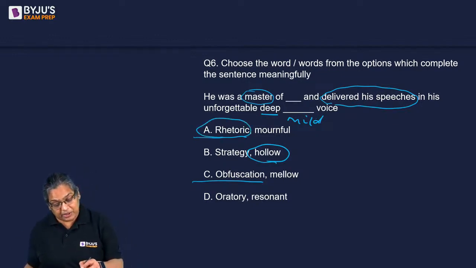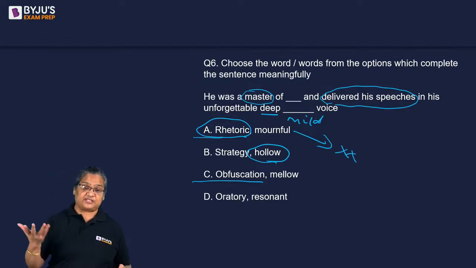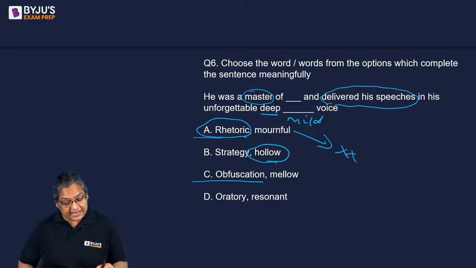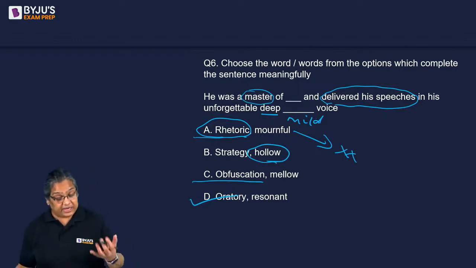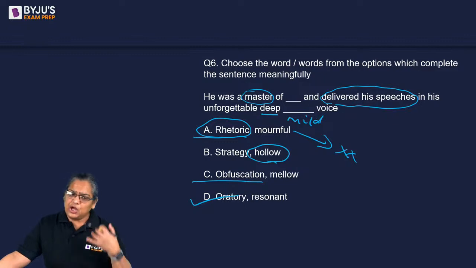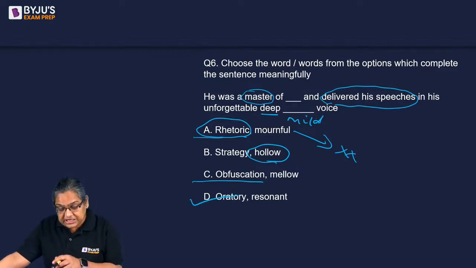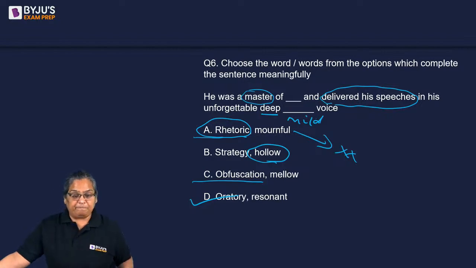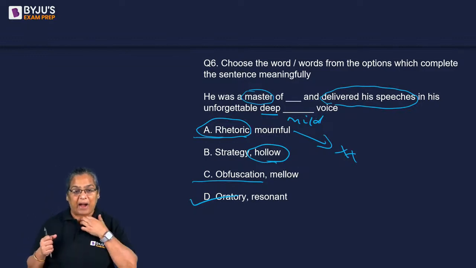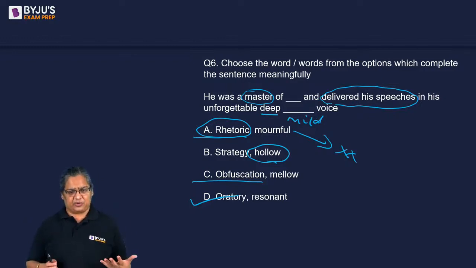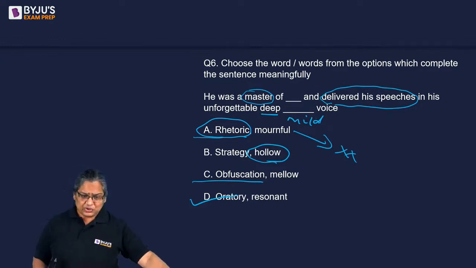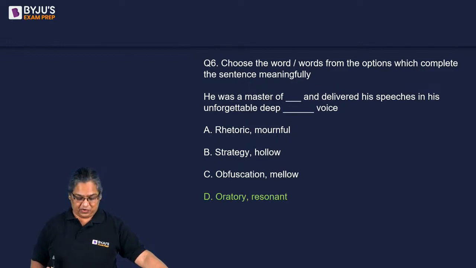Okay, rhetoric will work, but mournful voice, people do not give great speeches in a sad voice. So the correct answer has to be D, a master of oratory. Oratory and rhetoric are the same thing, the art of speaking. An orator is one who gives public speeches, and here it's written he delivers his speeches in an unforgettable, deep, resonant voice. The voice was strong and powerful. It almost seemed to reverberate. Let's say you're talking of Obama. Fantastic orator, right? When you listen to him speak, you are just fascinated by what he is saying. So that is a master of oratory. All right? Clear, all of you? So the answer is D.